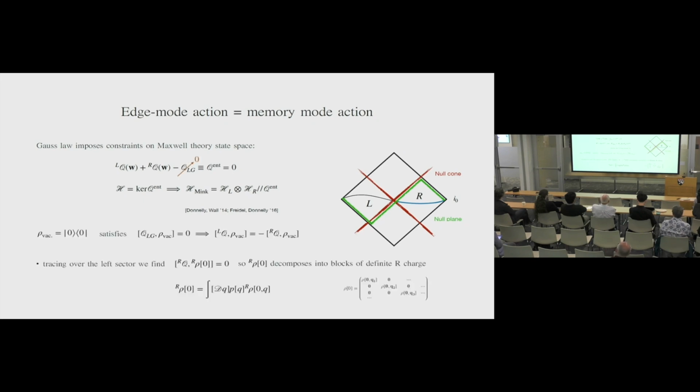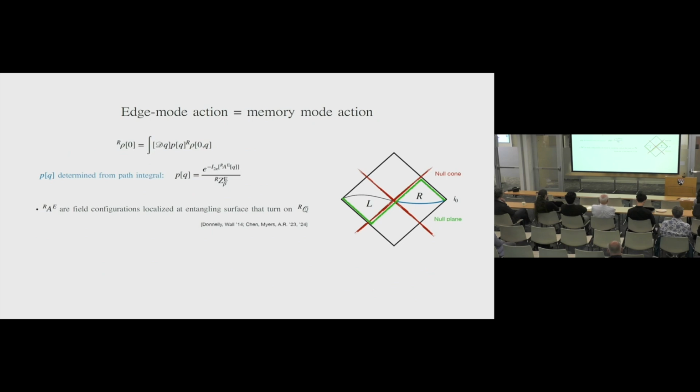Now, a particularly simple state in this case is just the vacuum state, which has an associated vacuum density matrix of this form. In that case, the net large gauge charge is just 0. And the constraint tells us that the large gauge charge should commute with this density matrix. Then one can use this decomposition into left and right charges to get this equation, then trace over the left sector to end up with a relationship that tells us that the reduced density matrix in the right region commutes with the charges in the right region, which hence tells us that this density matrix decomposes into blocks of definite right charge.